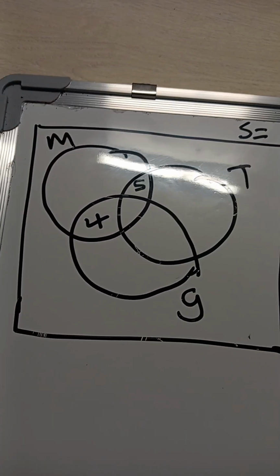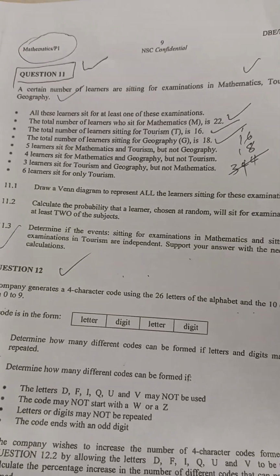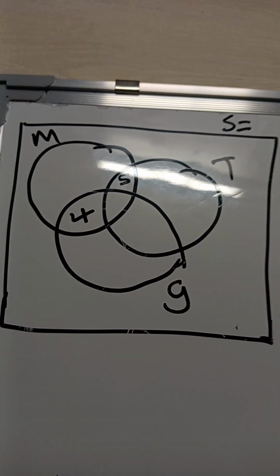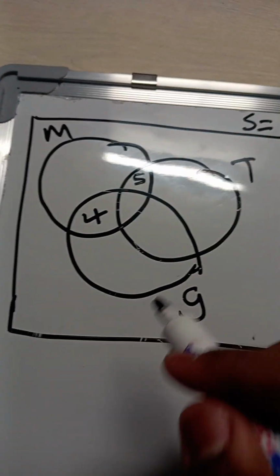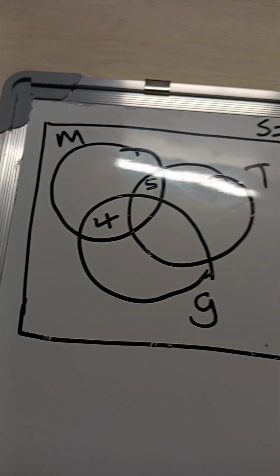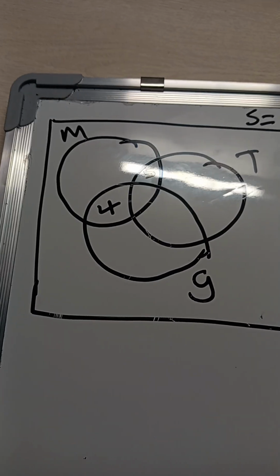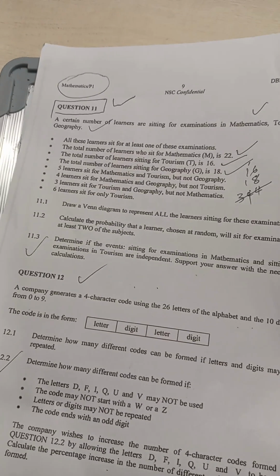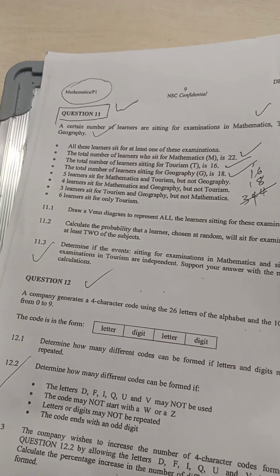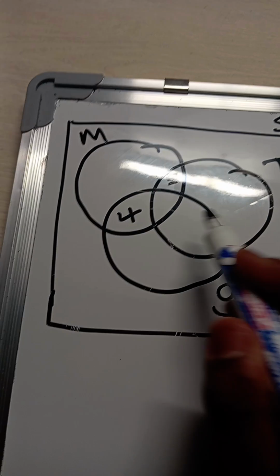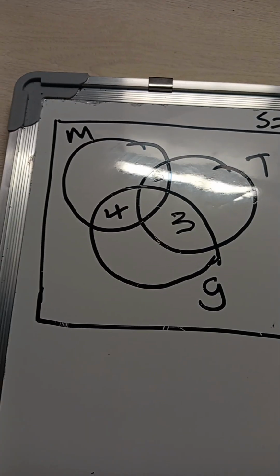Do you get what I'm trying to say to you now? Because now it is the intersection of mathematics and geography. It doesn't include everything. And in this case, I know that I was supposed to start with the intersection, but I'm not given the intersection of all the 3 subjects. I'm not given the number of learners that are doing all the subjects. 3 learners sit for tourism and geography. Tourism and geography, I have 3 here.